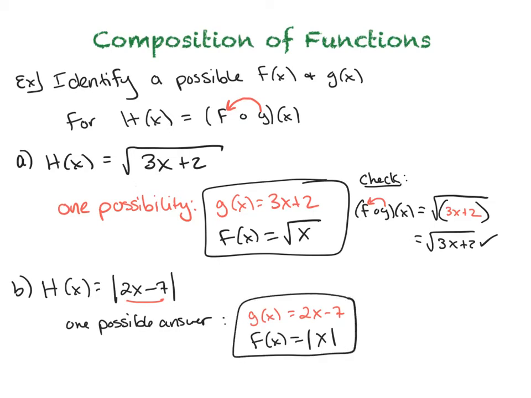Okay, so really quickly, let's check this. So f of g of x, start with your f, absolute value of some parentheses, because it was the absolute value of x, and plug in your g, 2x minus 7, and sure enough, again, we get the absolute value of 2x minus 7. So it is a valid possibility.